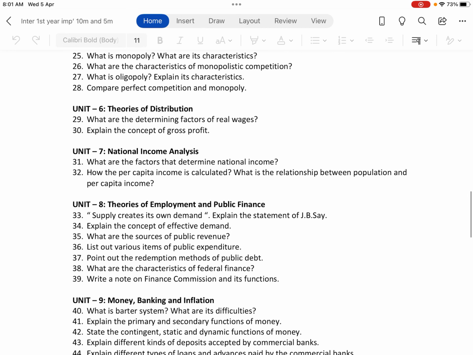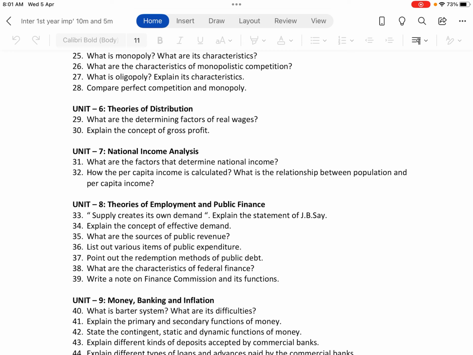And then the next 5 marks you can expect from unit 8, that is theories of employment and public finance. So from this unit also only one question has been asked in the March 2023 board exam paper. Okay, so that is the 33rd question, supply creates its own demand, explain the statement of JBC. And 34th question, explain the concept of effective demand.